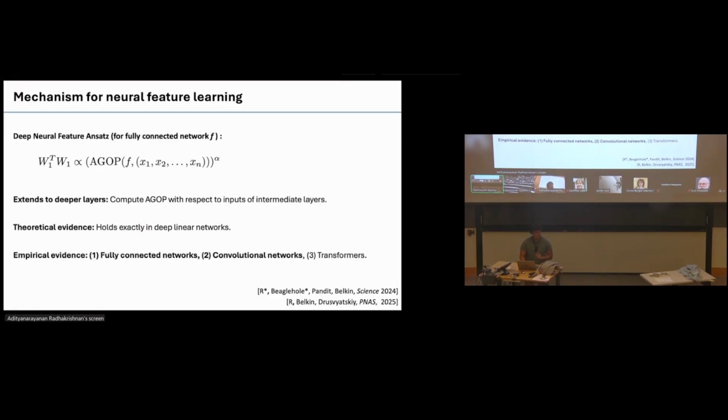But what I will go into today is the empirical evidence. And in our paper, we show a bunch of empirical evidence on fully connected networks, convolutional networks, and transformers. And so that's what I'll show.